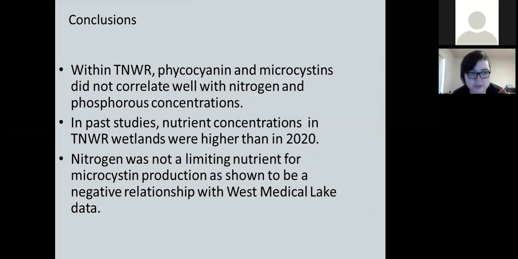In conclusion, within Turnbull, phycocyanin and microcystins did not correlate well with nitrogen and phosphorus concentrations. In past studies, nutrient concentrations in Turnbull wetlands were higher than in 2020. Nitrogen was not a limiting nutrient for microcystin production, as shown by a negative relationship with the West Medical Lake data.